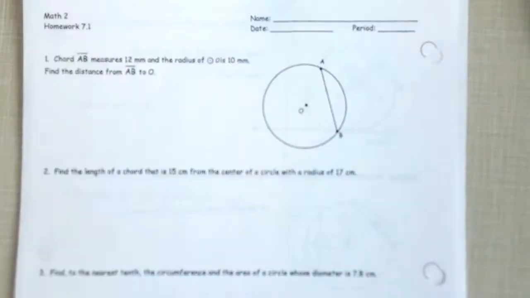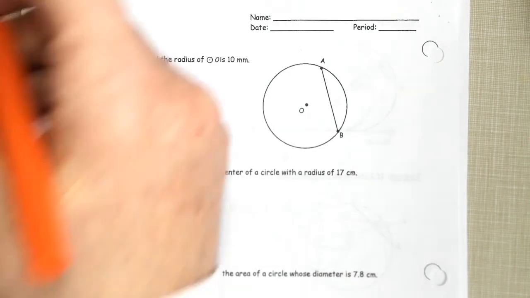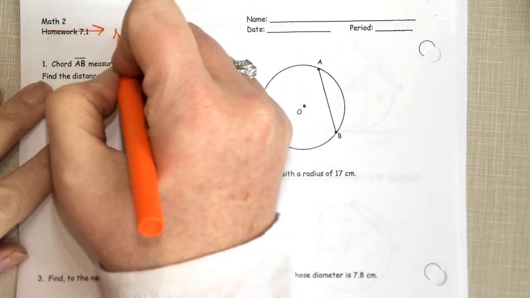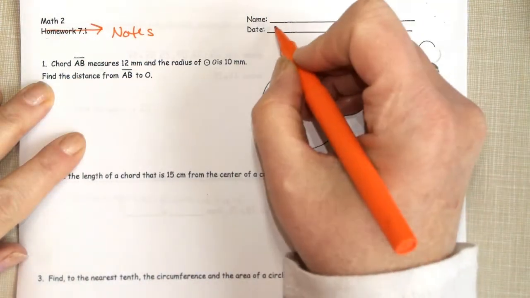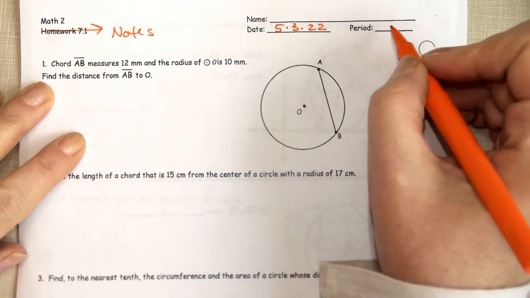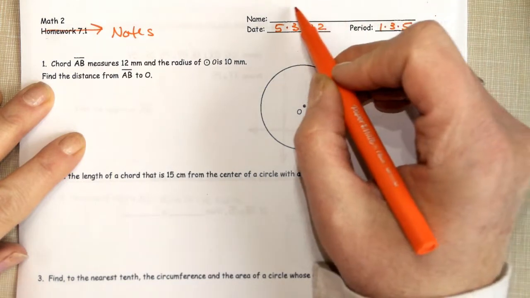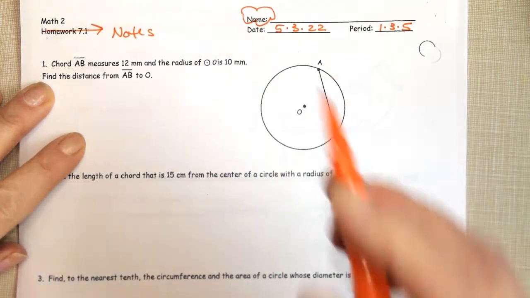Okay, so lots of circle stuff. So I'm just going to call these notes. Today is 5/3/22. Period 135. Obviously, your name is here.